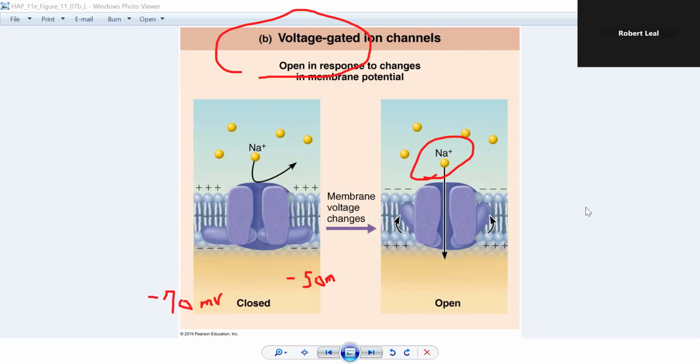Once one voltage gated channel opens, it causes the one next to it to open, similar to dominoes. If one domino falls, they all fall. So in this scenario, if one voltage gated channel opens, the ones next to it will all open.